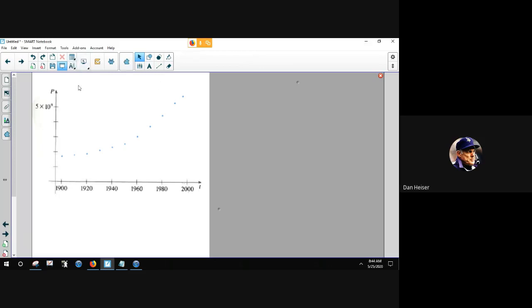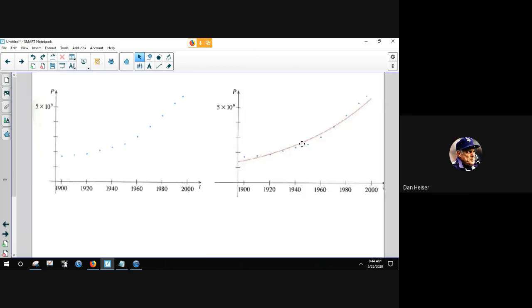So what do we do? Do we just say, here's the visual model and we're good? Well, we can refine it a little bit. Here's somewhat of a curve. Is it exact? No. Oftentimes with real world data, you don't get exact. You get pretty darn close.